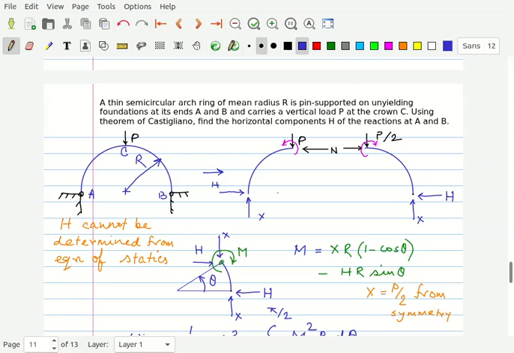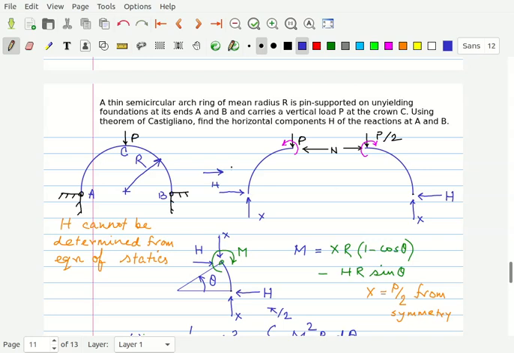So this H should be this H, that also you get from one equation of statics, and the summation of these two X should be P, that you get from other equation of statics. So X will be equal to P by 2, but you do not get the value of H. So this is a statically indeterminate problem.